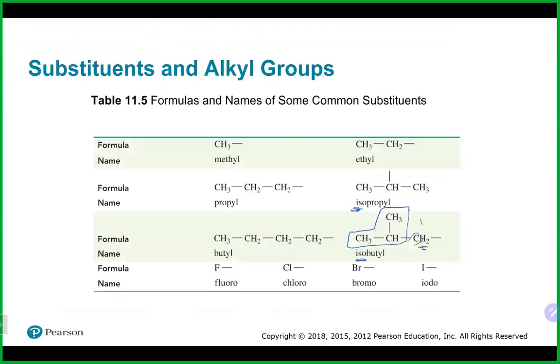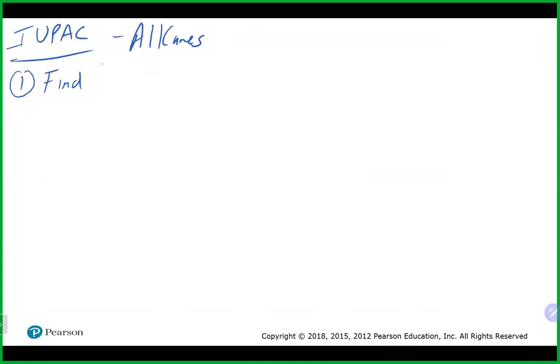All right, so how does this help us? Well, it helps us when we go to name alkanes that have groups attached. So let's talk about the process you want to follow when you want to name alkanes the IUPAC way. If you want to give that official naming of alkanes, these are the steps you want to follow. The first step always is find the longest continuous carbon chain.